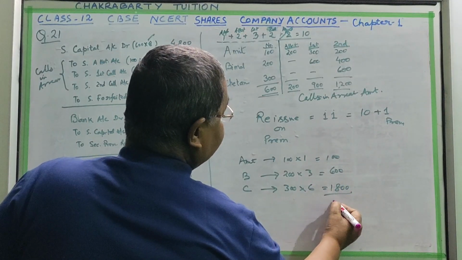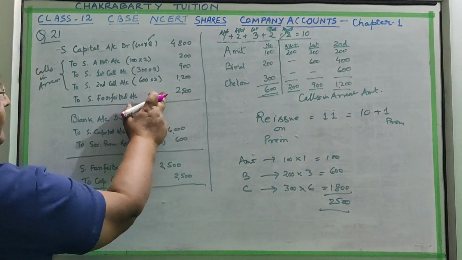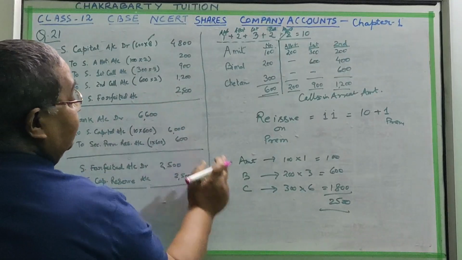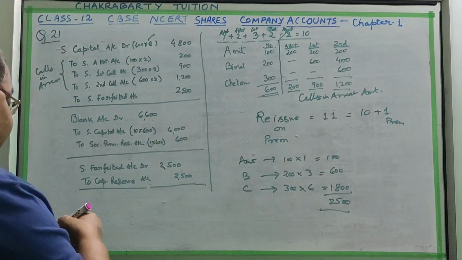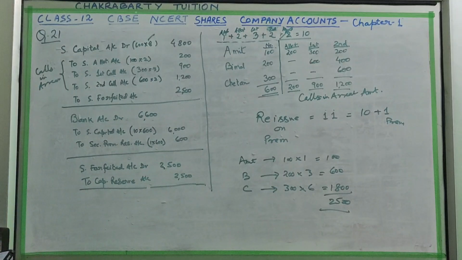18. That is the 15 that. So altogether actual cash received is 2,500. That actual cash received always goes to the share forfeited account. So by this way also you can calculate, or a difference figure you can put also.